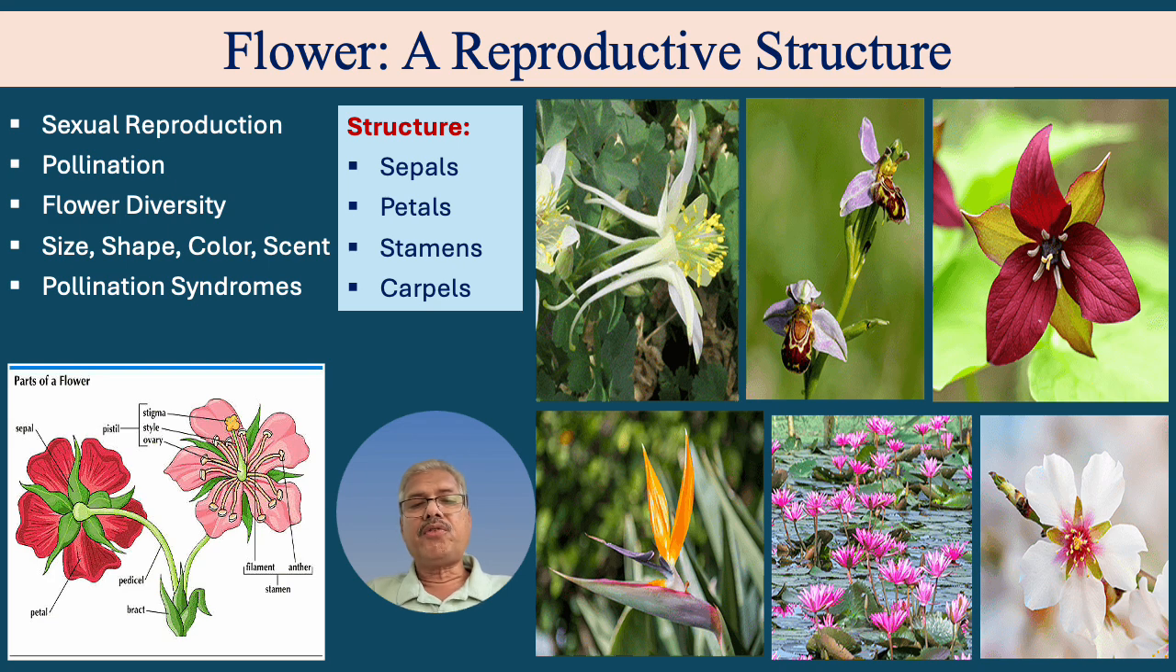The carpels are the female reproductive organs. They consist of stigma, style, and ovary and ovules. The stigma is the receptive surface for the pollen grains. The style connects the stigma to the ovary. Ovary contains the ovules, which develop into seeds after fertilization. Ovules contain the female gametophyte, which after fertilization develops into seeds.